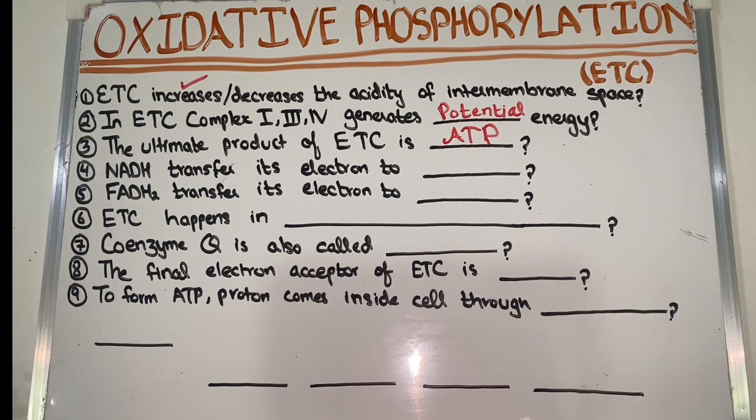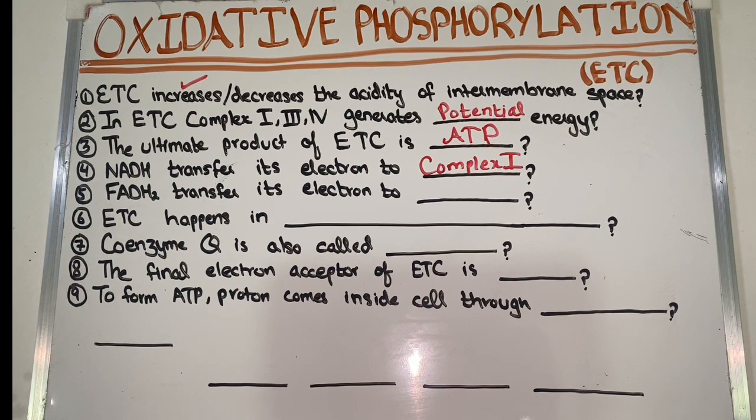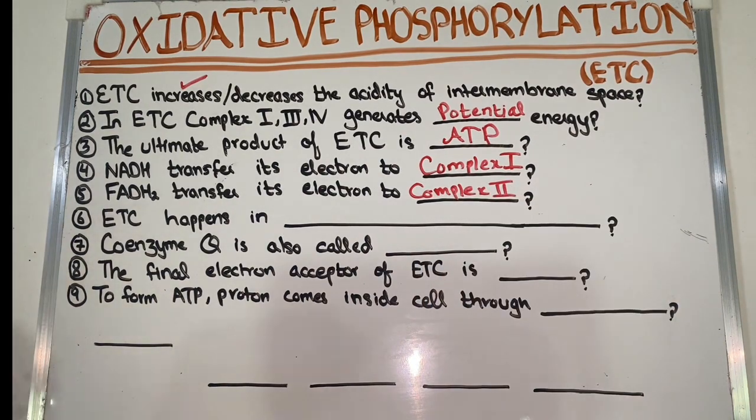The fourth question is, NADH transfers its electron to which complex? It comes to the first complex of electron transport chain. Likewise, there is another question: FADH2 transfers its electron to? It is also simple, it transfers its electron to complex number 2.